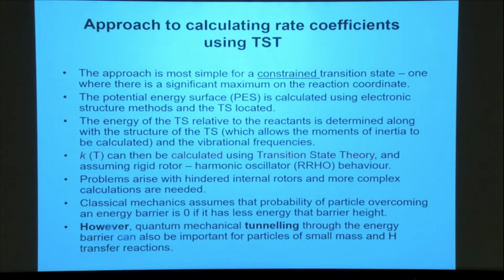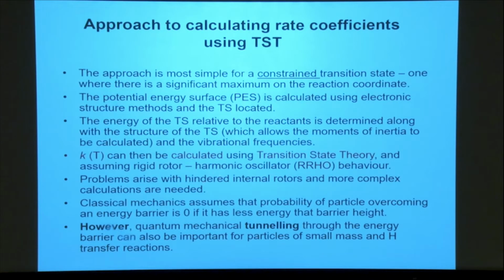We've got the energy of the transition state relative to the reactants, along the structure of the transition state. So we've got, for example, our barrier heights or our well depths. From the Taylor expansion of the potential energy surface, we've also got the vibrational frequencies, and then we can use that to calculate kT from transition state theory.